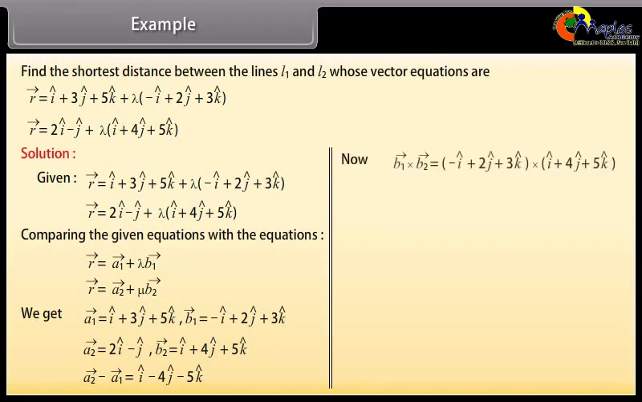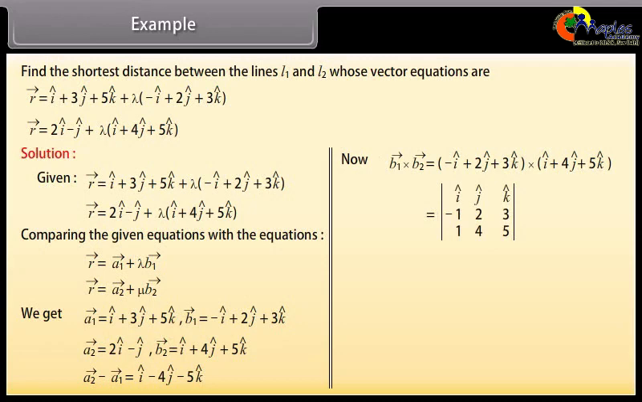Now, the cross product of vector b1 and vector b2 is (minus i cap plus 2 j cap plus 3 k cap) cross (i cap plus 4 j cap plus 5 k cap) equals the determinant, row-wise, first row i cap, j cap, k cap, second row minus 1, 2, 3, third row 1, 4, 5, equals minus 2 i cap plus 8 j cap minus 6 k cap.